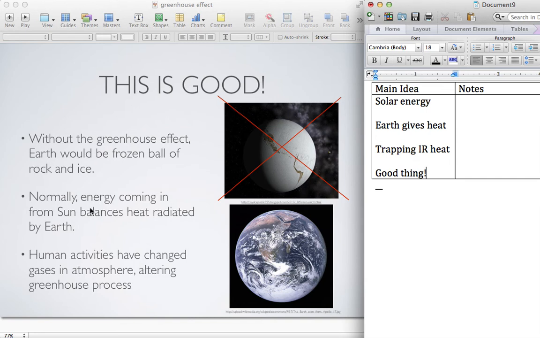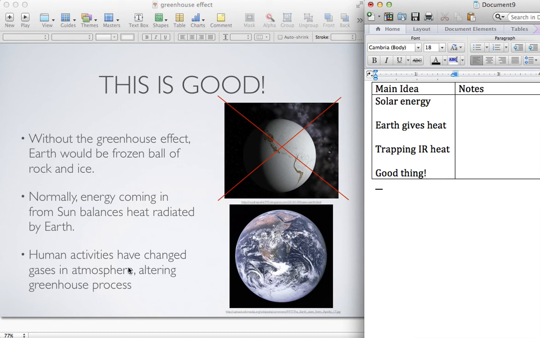Now normally, energy coming in from the sun is balanced by heat radiating off from Earth. So these two balance each other, and the Earth's overall temperature stays pretty similar. Right? The greenhouse effect keeps it nice and warm, but extra heat gets radiated into space so it doesn't get too hot. However, as we'll see next semester, human activities have changed the amounts of those greenhouse gases in the atmosphere, especially carbon dioxide, which has changed our greenhouse effect.